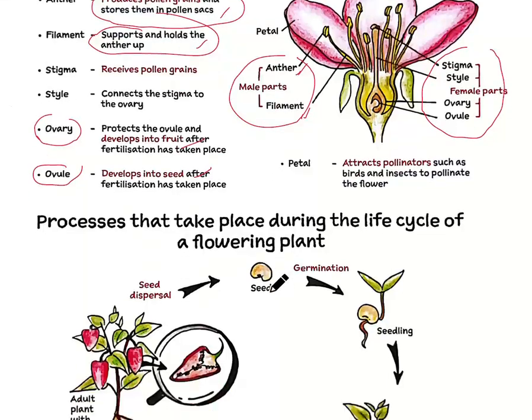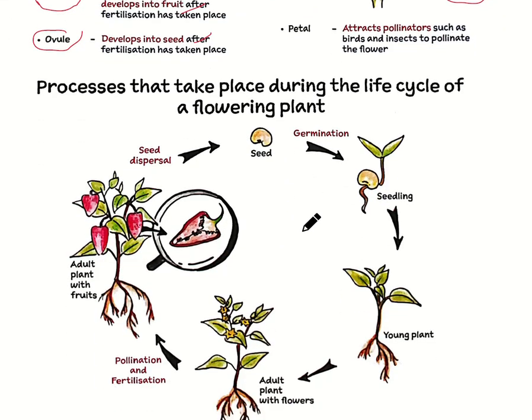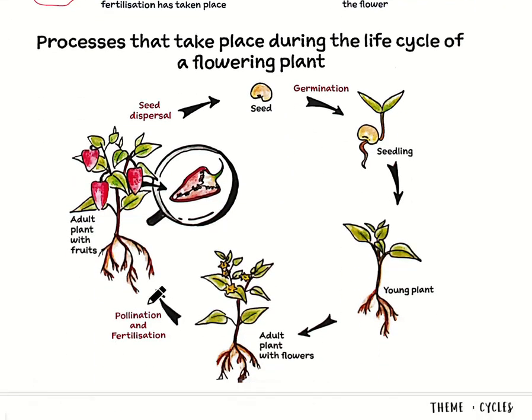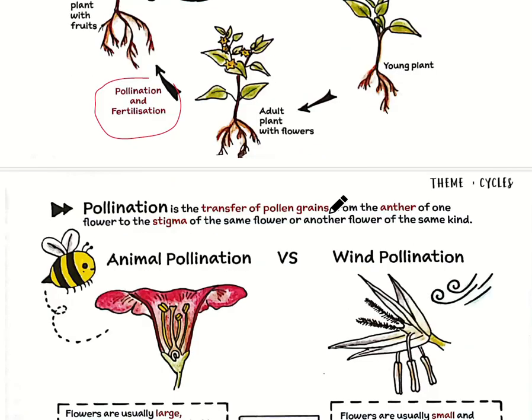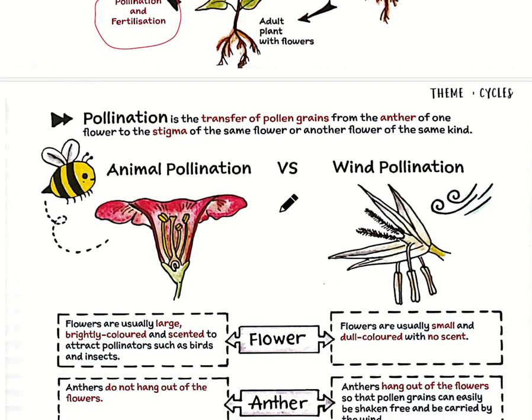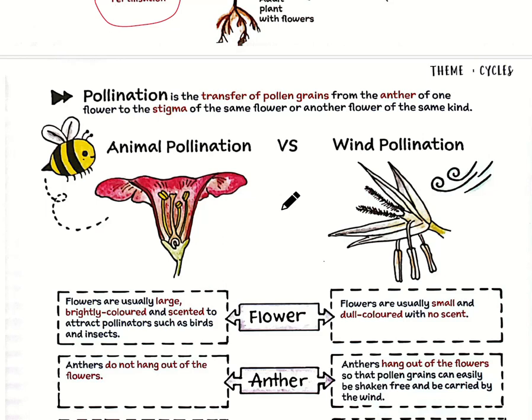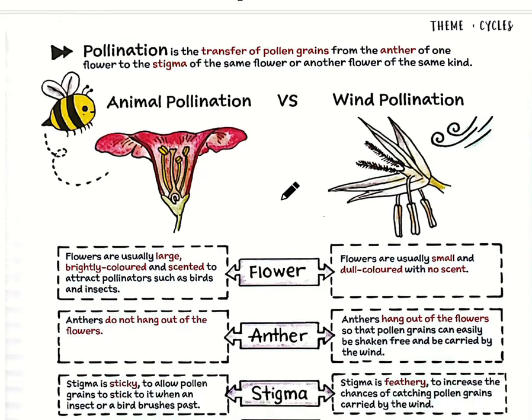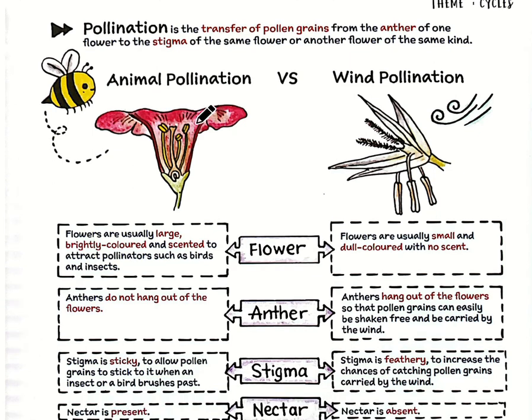Okay, then the 4 processes: germination, pollination, fertilization, and seed dispersal are a cycle. The main 4 processes in plant reproduction. Okay, and this is the second part that's very important in plant reproduction. So there are a total of 3 parts. This is the second part, where we talk about animal pollination and wind pollination. The third part is about seed dispersal. For these two, you need to know the characteristics.